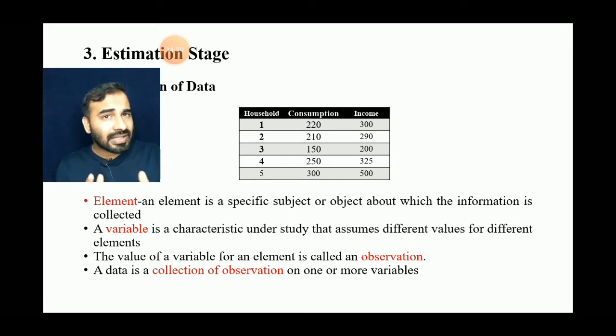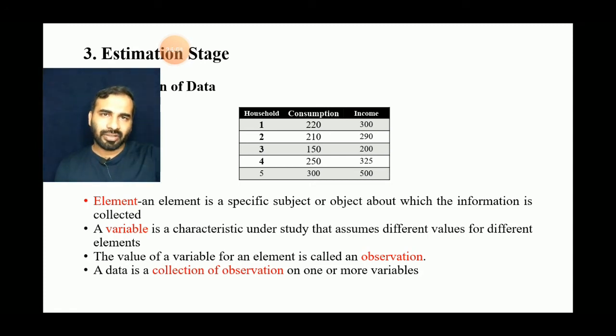So we are not studying about the household. We are studying about what is the consumption and income pattern. So consumption is one variable, income is another variable. Clear? Yes. And these variables assume different values for different elements. Okay. Then what is an observation?